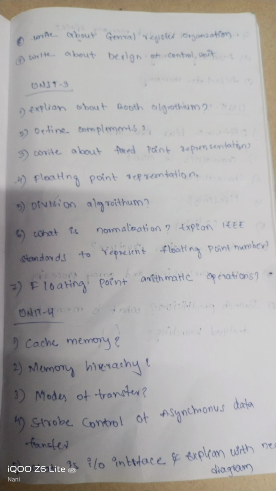Explain about Booth's algorithm, define complements like 1's complement, 2's complement, 8's complement, 16's complement, and write about fixed point representation and floating point representation.